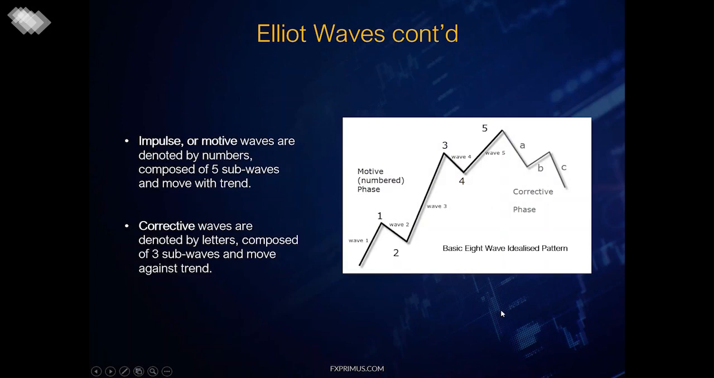As we said, there is an impulse wave and also the corrective wave. The impulse or motive wave is this one from 1 to 5, and the corrective wave, of course, is this phase from A to C. Note, this is one cycle, but I could have 5 waves in that move up, and then I could have an ABC down here. This is exactly what I mean about structurally identical. Structurally, they are identical, but the duration is different.